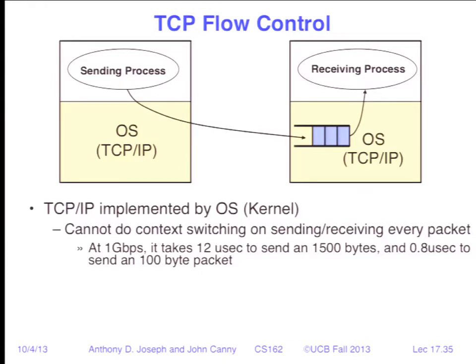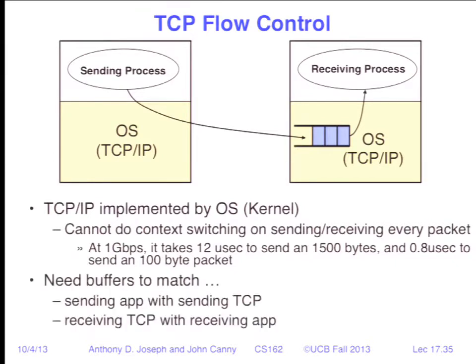So we're going to batch instead. We're going to use buffers, and then the receiver will get a bunch of bytes out of the buffer all at once. So we can amortize the cost of context switching from the kernel into the receiving process. So we're going to use buffers to make all of this work.